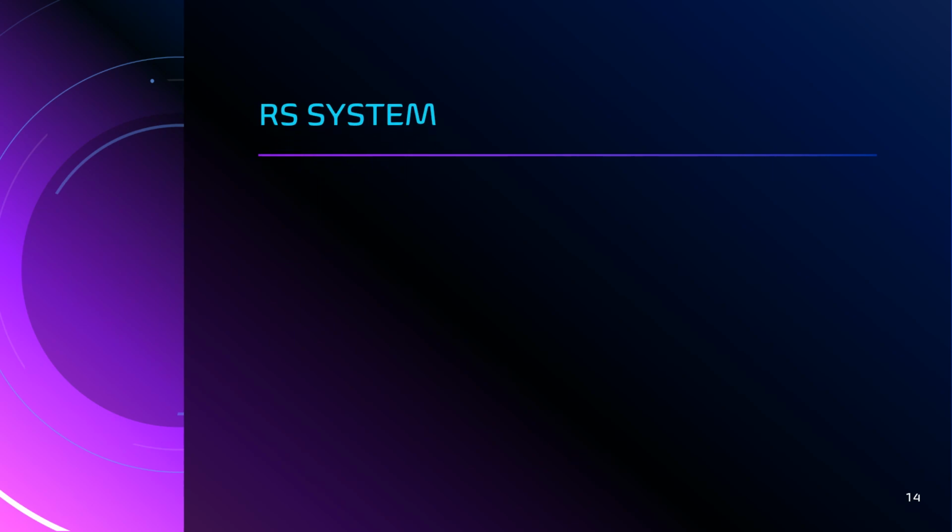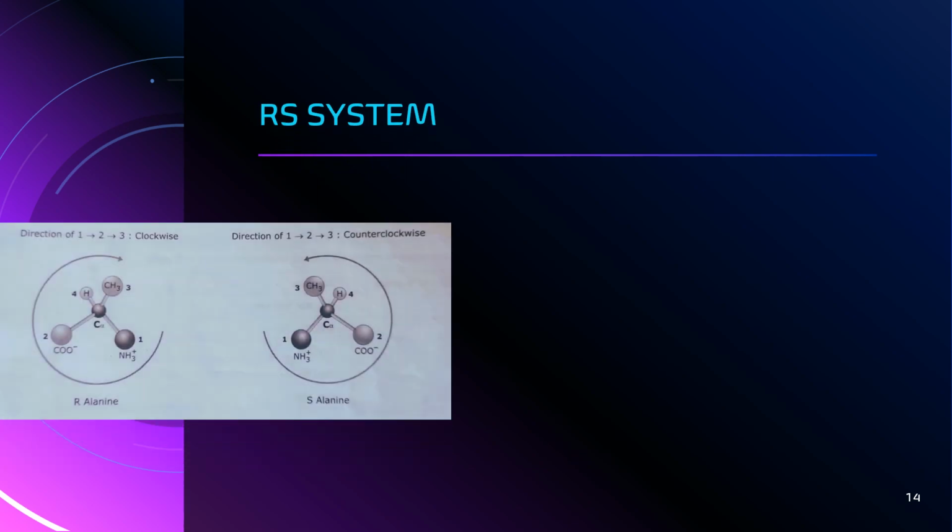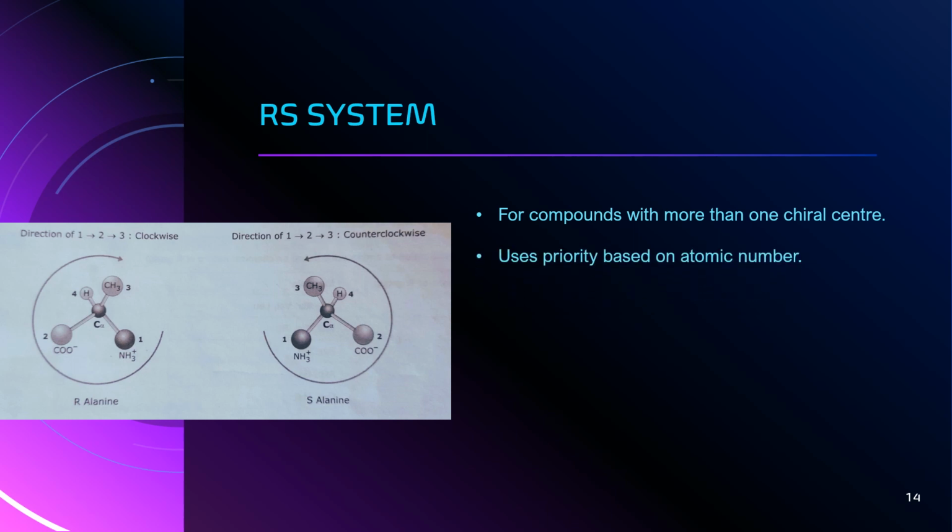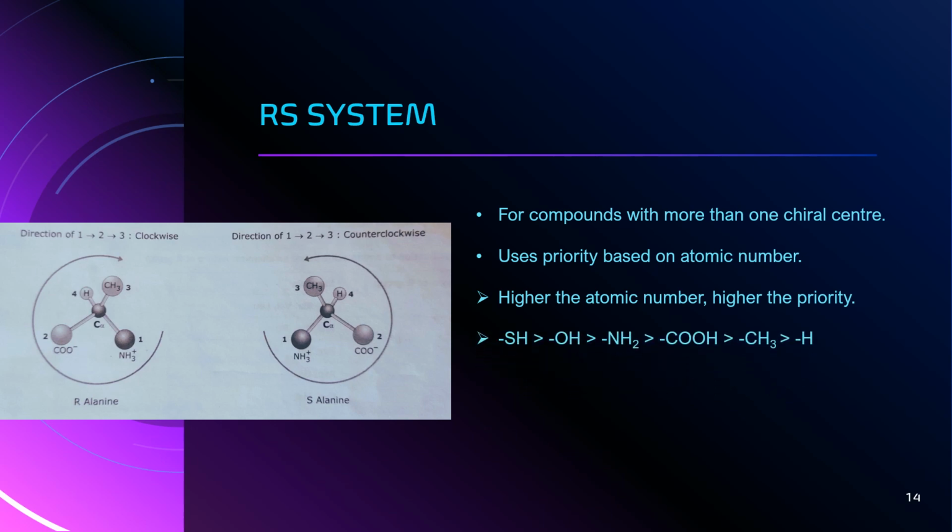The next system is the RS system, which is more advanced than the DL system because it is applicable to compounds with more than one chiral center. And this particular system does not need any reference molecule such as glyceraldehyde. So it is applicable to almost all the amino acids. Here we use the priority rule. The priority is based on atomic number, which means the higher the atomic number, the higher the priority. So this is the priority order.